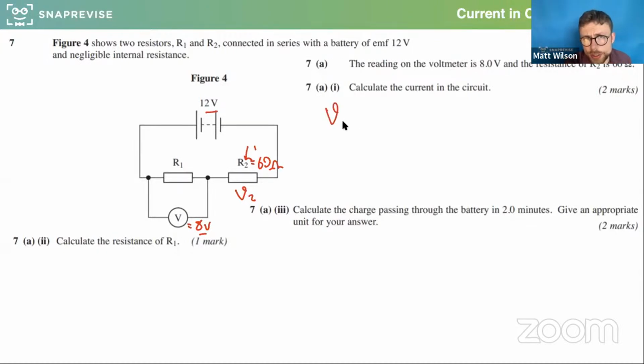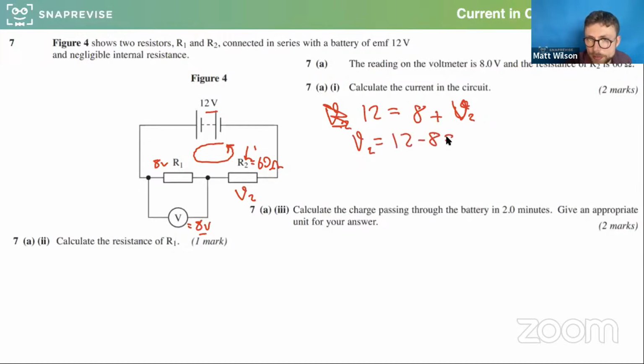What is the voltage V2 across R2? Well, the EMF that we gain is 12 volts, and Kirchhoff's law says the EMF we gain as we go around should be the same as the voltage we drop. This voltmeter is saying there's an 8-volt drop across this resistor. So the potential differences we drop as we go around the loop are 8 plus the unknown V2. Straight away we know that V2 is 12 minus 8, which is equal to 4 volts.